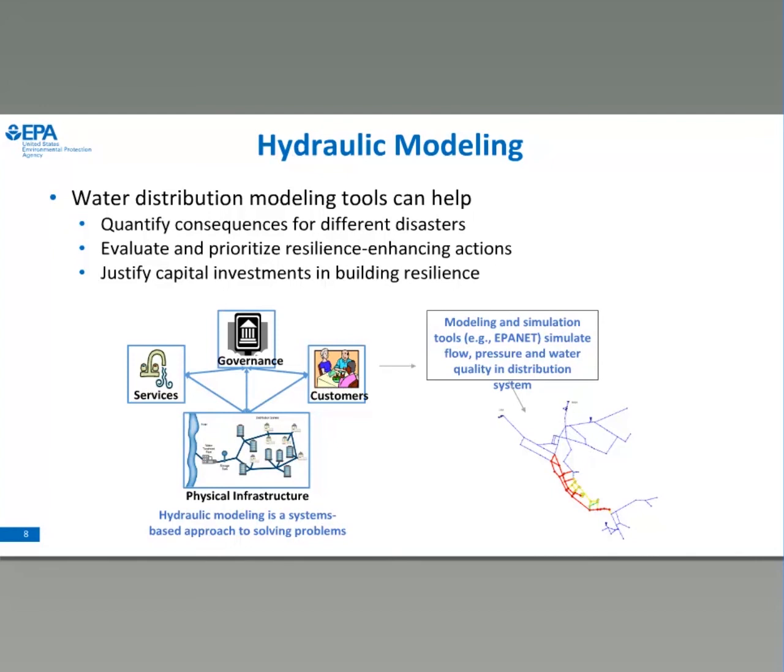Using all this information together, then you're able to create a hydraulic network model that is then used in modeling and simulation tools such as EPANET or other commercial entities. And using those, you can simulate the flow, pressure, and water quality in the distribution system itself. That is depicted here in the little diagram. This is what a distribution system network model would look like in EPANET. You can highlight different characteristics of the model, such as the red here is highlighting different diameters of pipes.